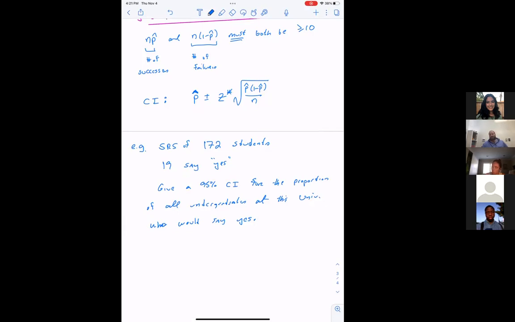So first, am I allowed to use the large sample confidence interval here? Yes, you can. Because the number of successes is how much? Well, it's not 10 successes, it's 19 successes. And how many failures are there? How many non-successes? Which are both greater than or equal to 10. So I'm allowed to use the 95% confidence interval. So how am I going to construct it? We'll do it two ways. We'll do it by hand, and then we'll do it on a calculator and see if we get the same result. What is the confidence interval by hand?